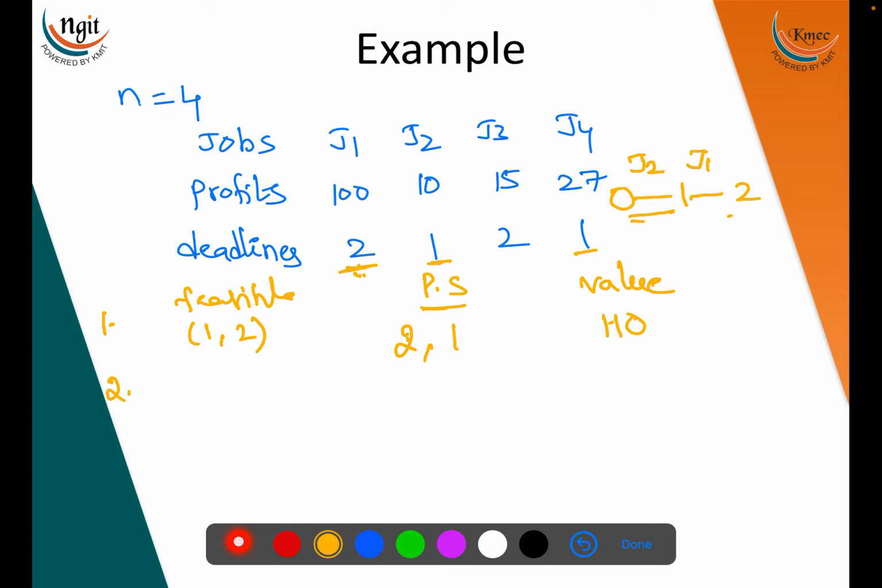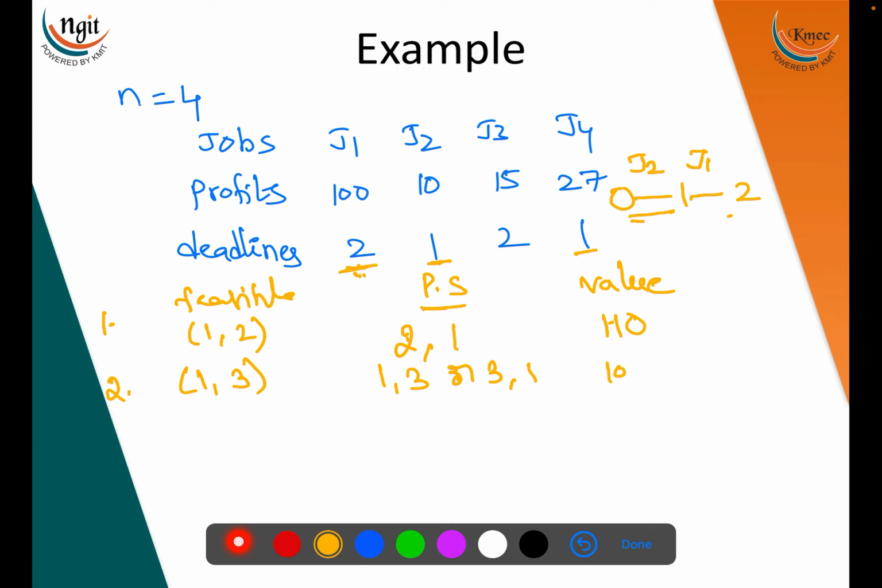The second feasible solution is 1, 3. That means I can use the processing sequence 1, 3 or 3, 1. So job 1's profit is 100 and job 3's profit is what?